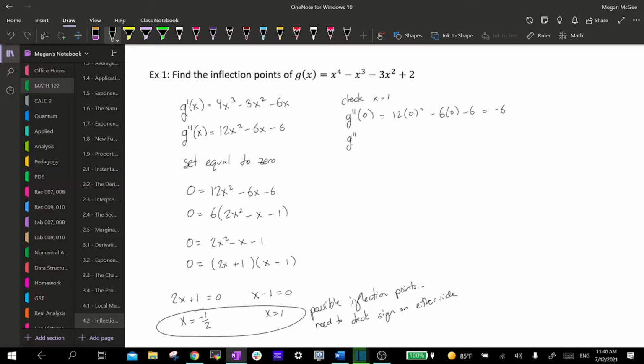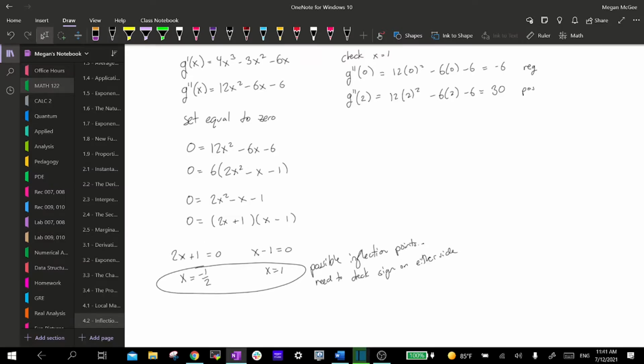And then if we want to check the right-hand side, we can look at x is equal to positive 2. So we get 12 times 2 squared minus 6 times 2 minus 6, which gives us positive 30. So we have negative over here, positive over here, so our second derivative does indeed change signs at x is equal to 1. So x is equal to 1 is officially an inflection point.